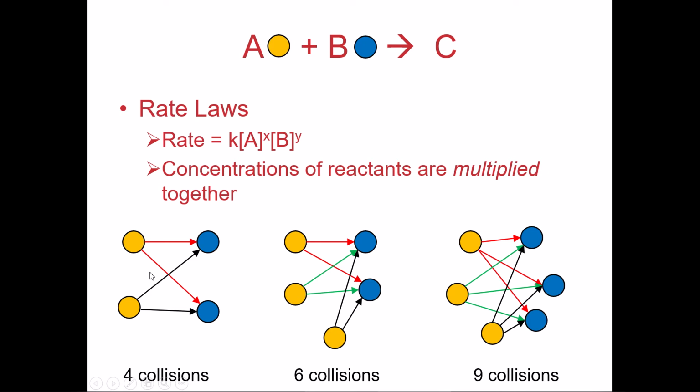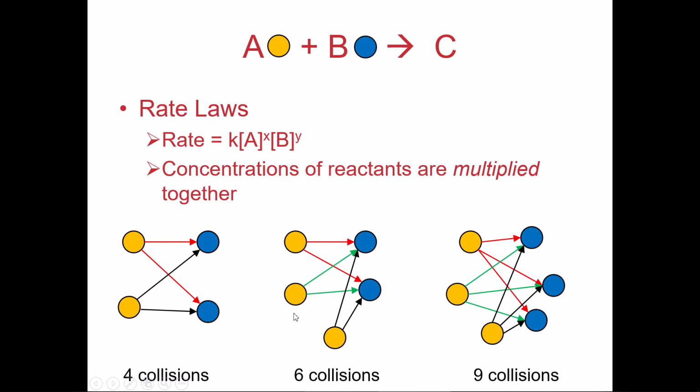So if we take, for example, A and B, if we had two molecules of A, shown in the orange, and two molecules of B, shown in the blue, there are four possible collisions, as this molecule of A can collide with either of the blue, and then the second molecule of A can collide with either of the blue. So four potential collisions comes from 2 times 2.